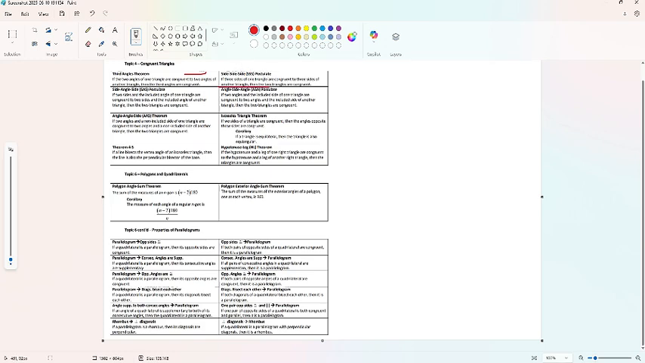Side-side-side, definitely. Angle-side-angle, definitely. Side-angle-side. These are postulates. Isosceles triangle theorem: if two sides of a triangle are congruent, then the angles opposite those sides are congruent. We don't need to know the corollary.